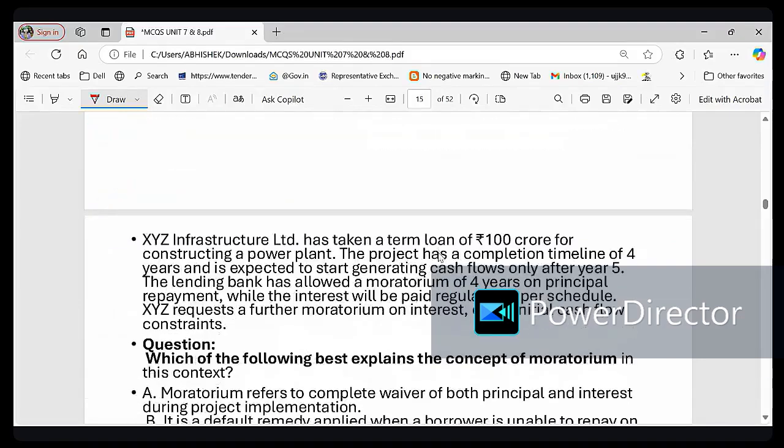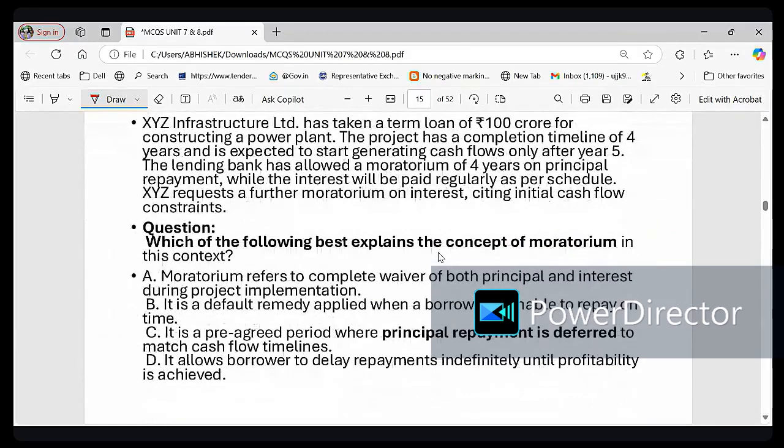Now let's see the second question. I hope the concept is clear. Converting loan into equity, right? Now let's see this particular question.